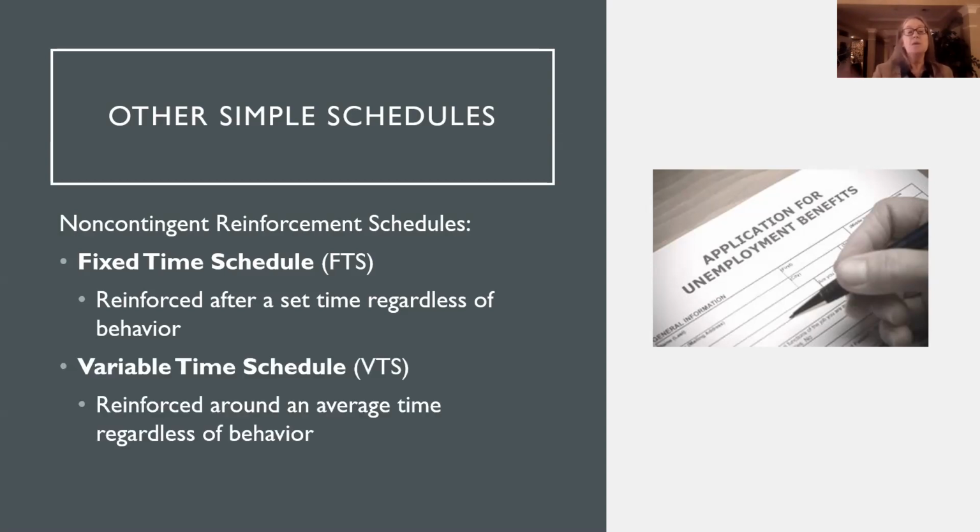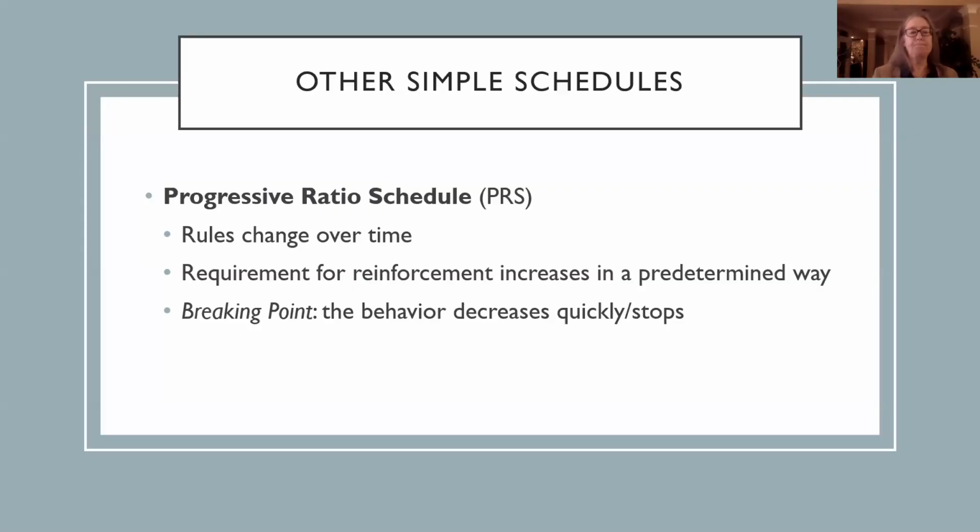Okay. Then we've got, of course, the variable time schedule, where you're reinforced after an average amount of time, regardless of behavior. So no matter what you do, after a certain amount of time, the reinforcement comes, but that time's going to change from trial to trial, and on average, be at a certain amount. Okay. All right, then we have another one. We've got this progressive ratio schedule. And this is where the rules change over time.